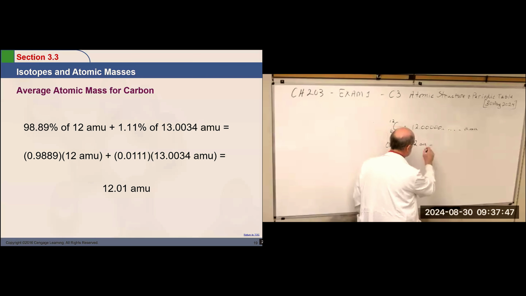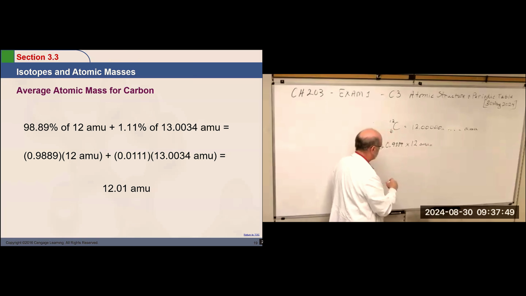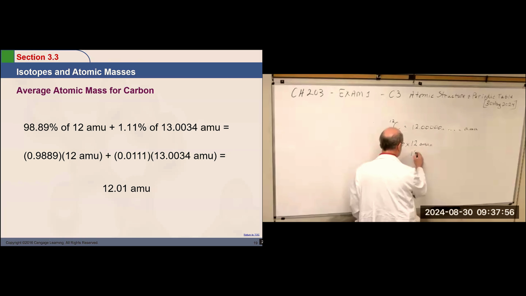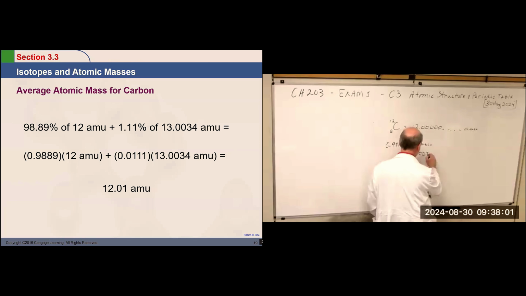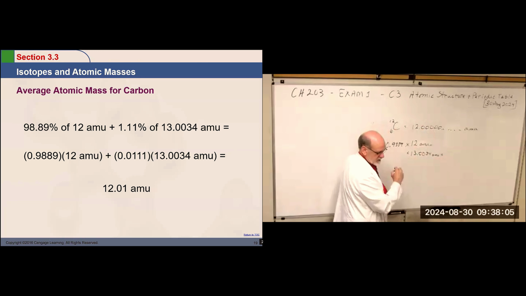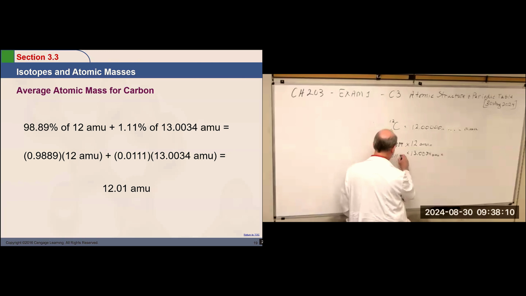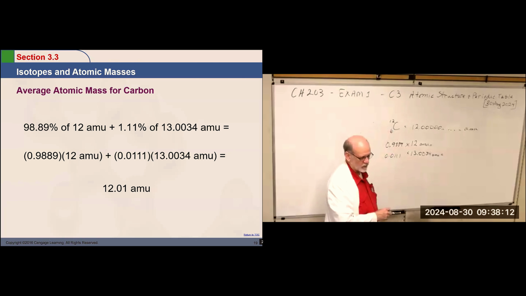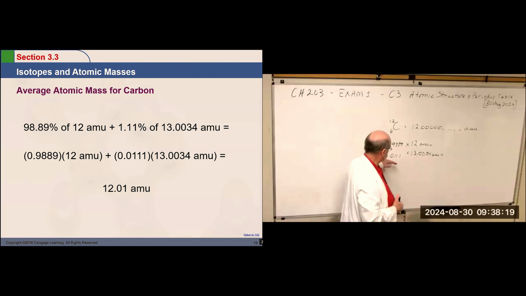Times that gives you a number. And then the abundance of the next most common isotope is carbon 13. But it's not exactly 13. It's 13.0034 atomic mass units. But its abundance is very small. It's like 0.011, 1%. Now there are other isotopes, but they're even smaller in amount than this one.